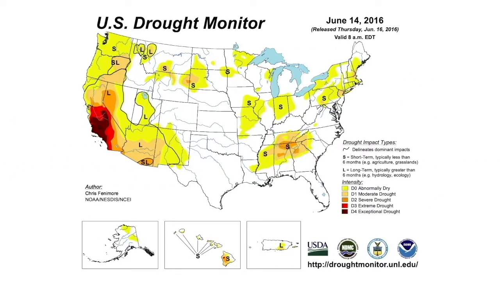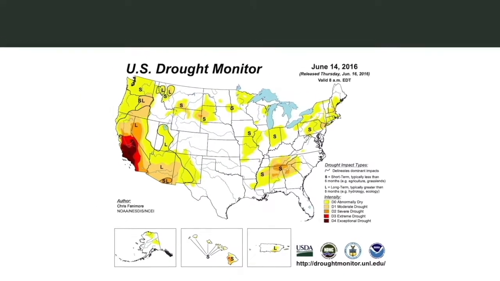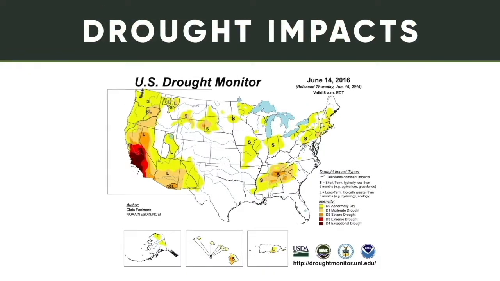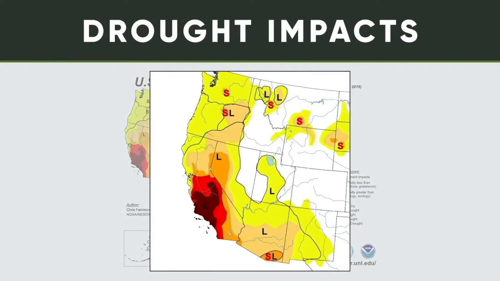Since drought means that there is a moisture deficit bad enough to have social, environmental, or economic effects, we generally include a depiction of what the primary physical effects, called drought impacts, are. The letter S on the map represents areas that are experiencing the types of impacts that we see with drought that has been present for 6 months or less.